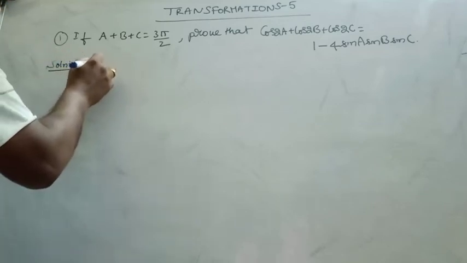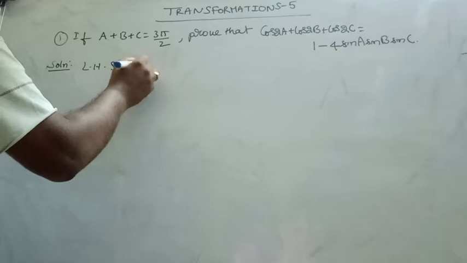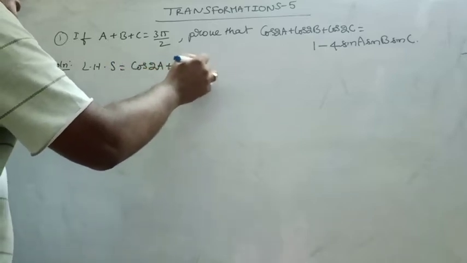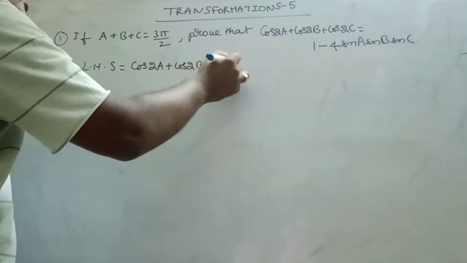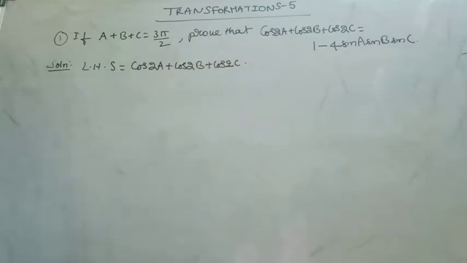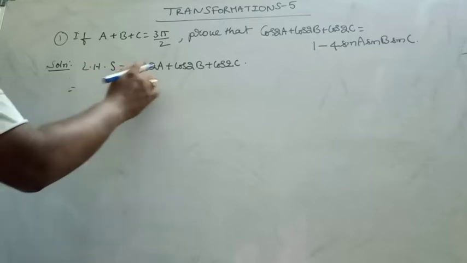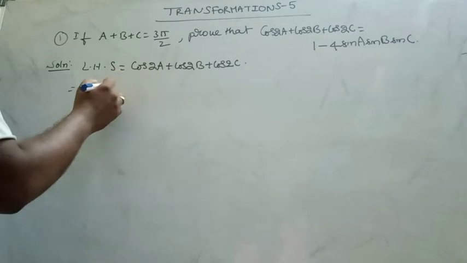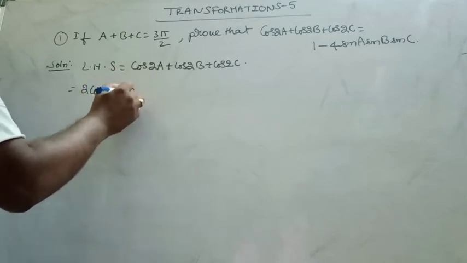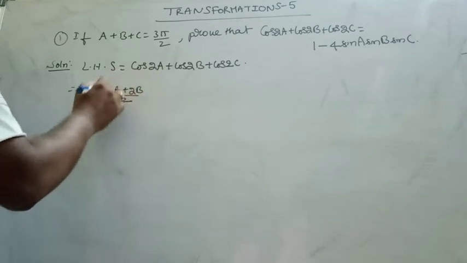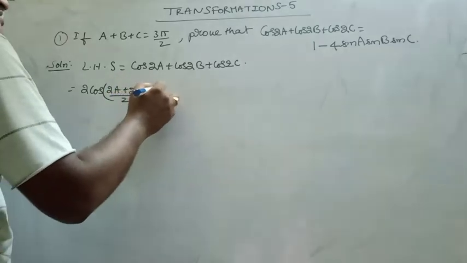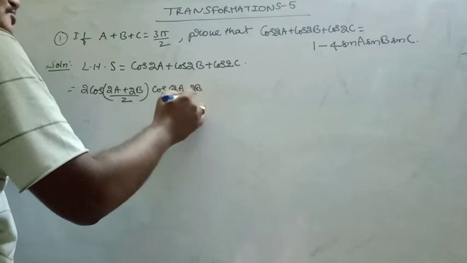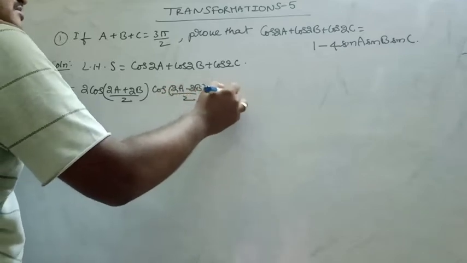As usual, let us take the left hand side part here. That is nothing but cos 2a plus cos 2b plus cos 2c, like this. If you take like this, first you take cos C plus cos D, that is nothing but 2 cos (C plus D)/2, cos (C minus D)/2. (C plus D)/2 means (2a plus 2b)/2, you know that. And cos (C minus D)/2 is nothing but (2a minus 2b)/2, plus cos 2c, right?